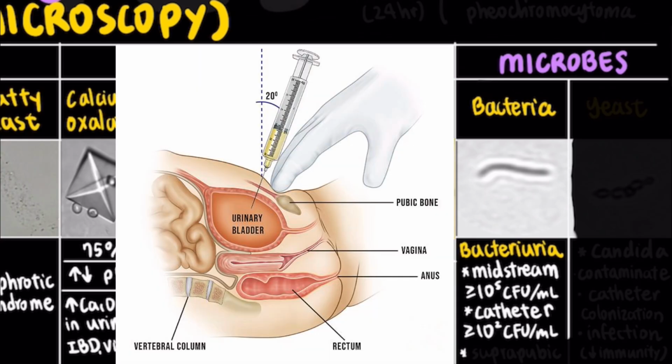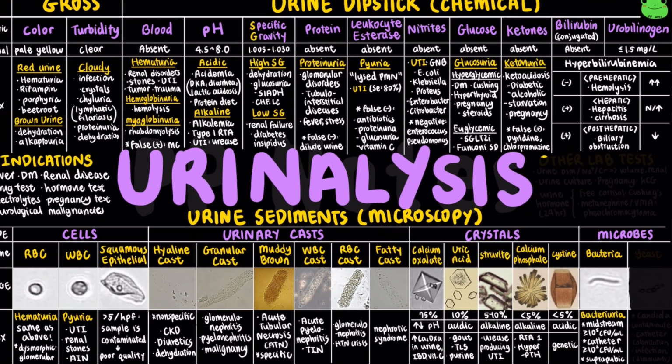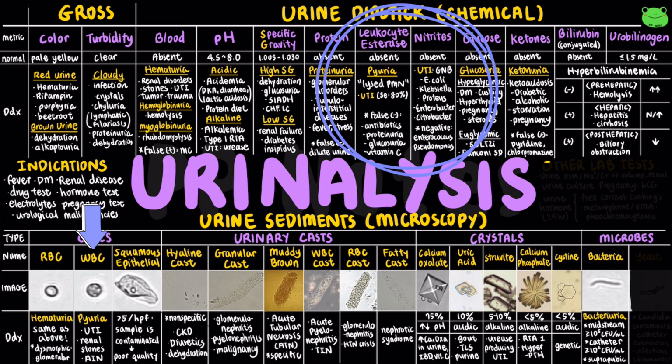And for a suprapubic aspiration, where the sample is taken directly from the bladder with a needle, any bacterial growth at all is considered abnormal, because it should be a sterile environment. Seeing microorganisms along with white blood cells, nitrites, or leukocyte esterase helps you confirm whether you're truly dealing with a UTI.